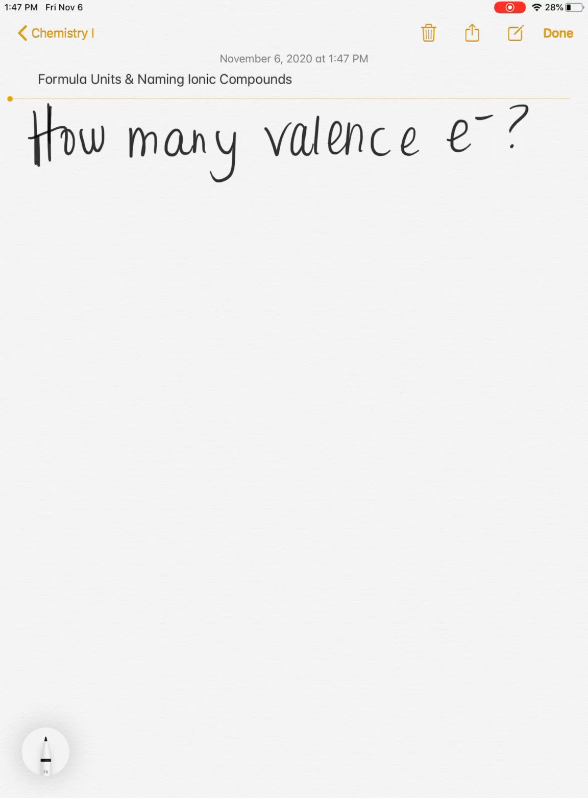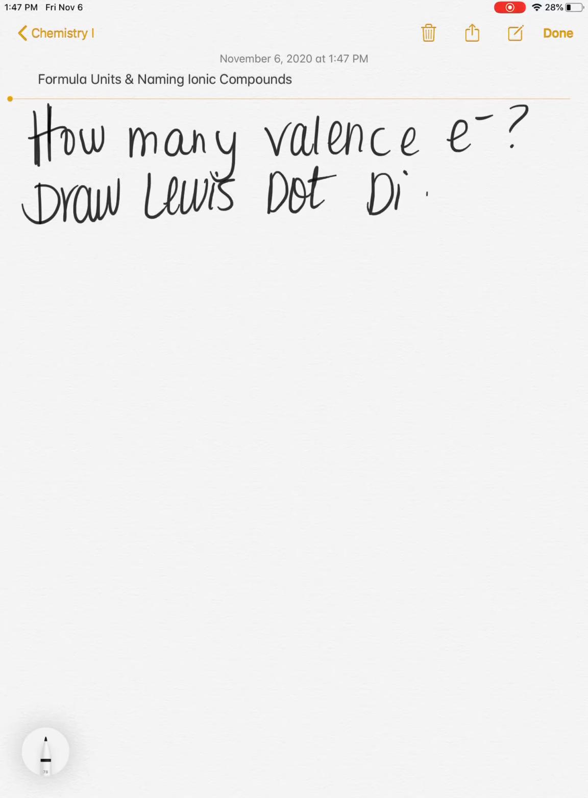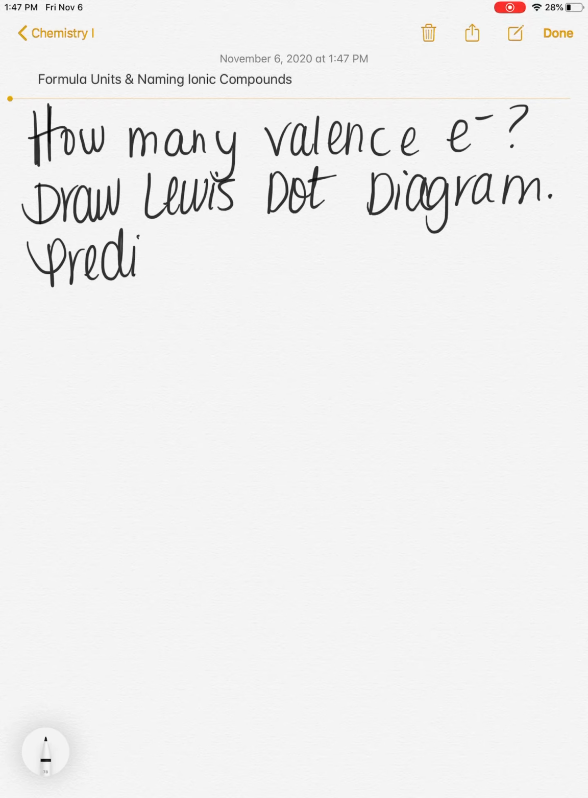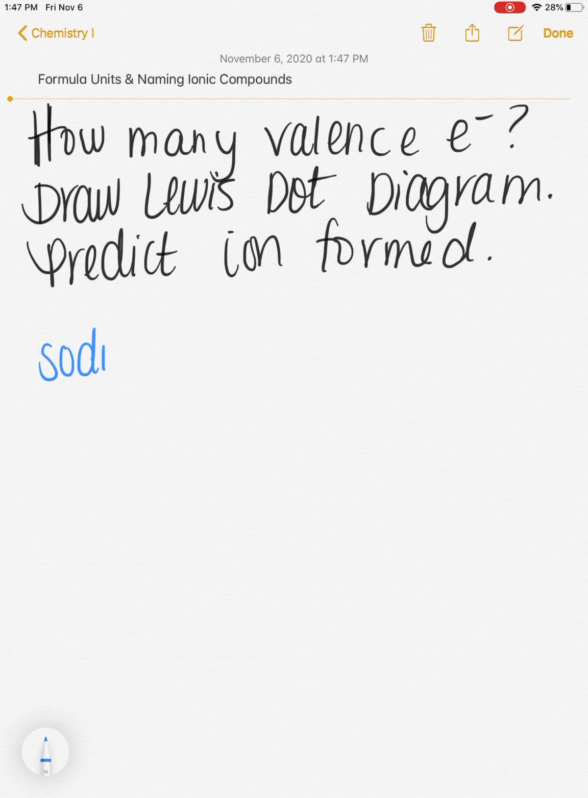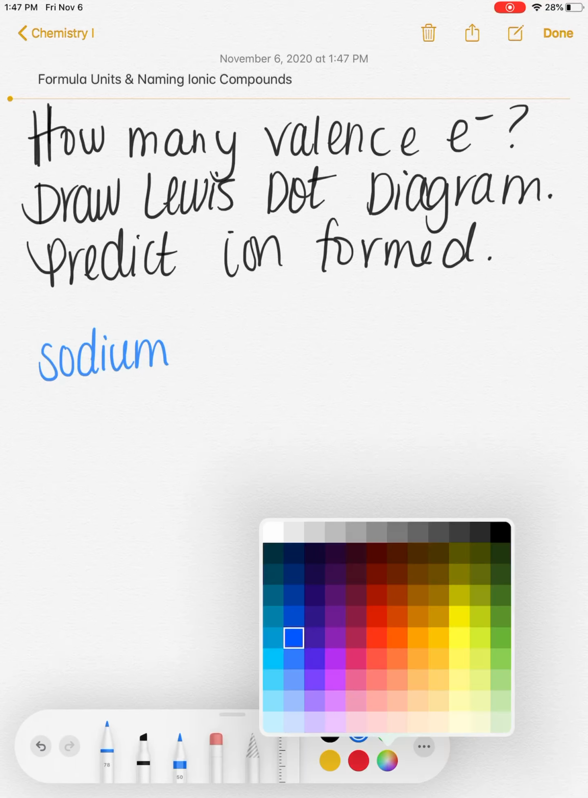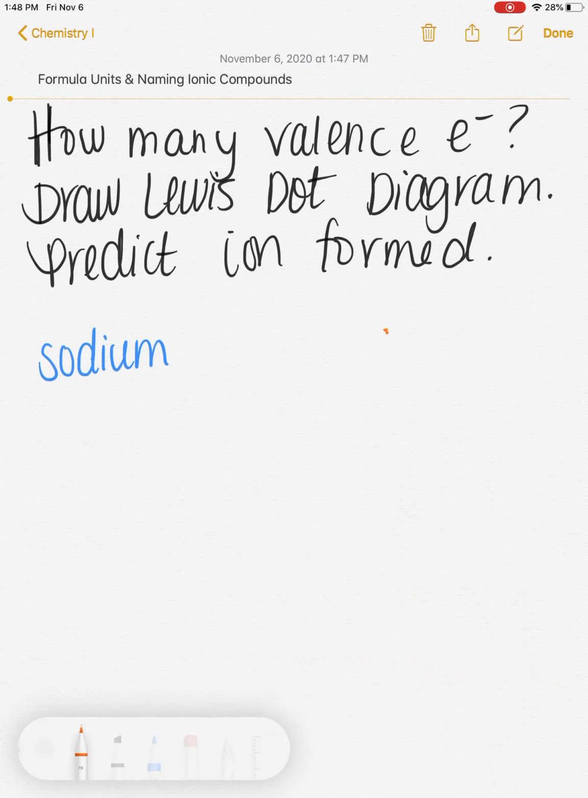How about if I said, how many valence electrons are in these atoms? I want you to draw a Lewis dot diagram, and then I also would like for you to predict the ion formed. All right, this is all information that we covered yesterday in our notes. Let's begin with the elements sodium and let's try chlorine.